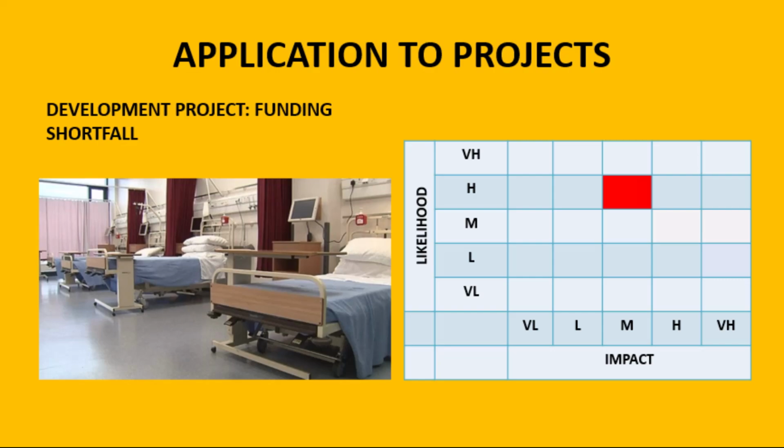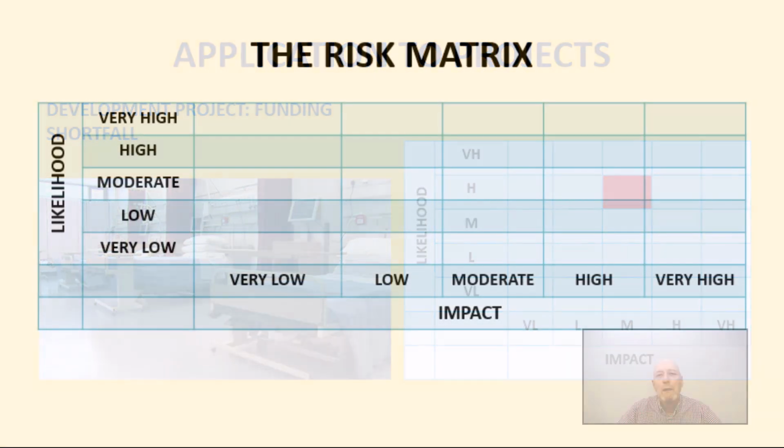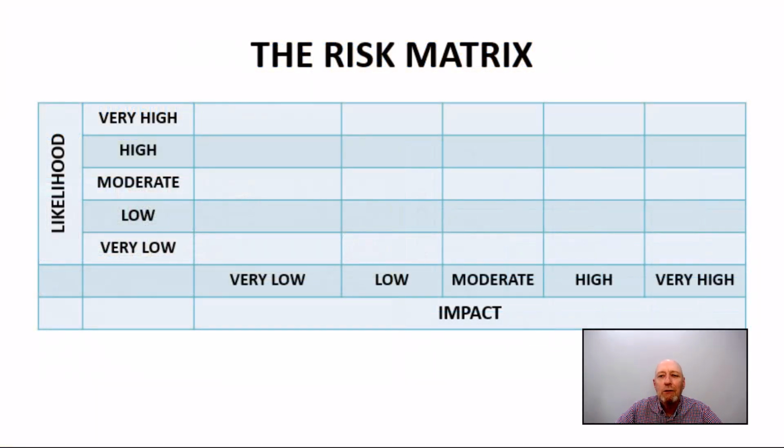However, this risk still falls in the high priority category. While the likelihood is high, the impact is manageable. Contingency plans could involve seeking additional funding sources, revising project timelines, or exploring cost-saving measures. So the risk matrix is a versatile tool that can enhance risk management in relief, humanitarian, and development projects.